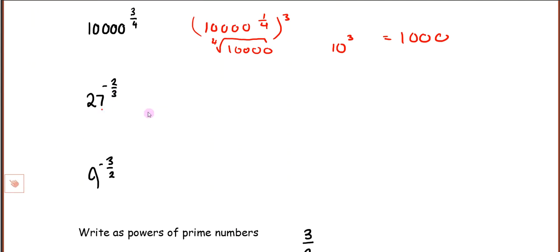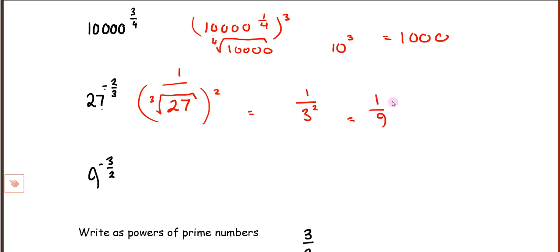Okay, next one, 27. The clues before, so I'm going to worry about the negative at the end. So we've got the cube root of 27, then square it, right? The cube root of 27, hopefully you know, is 3. 3 squared is 9. Then the negative means we have 1 over. So we end up with 1 over 9.